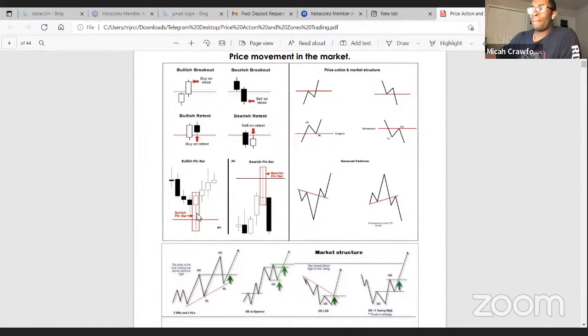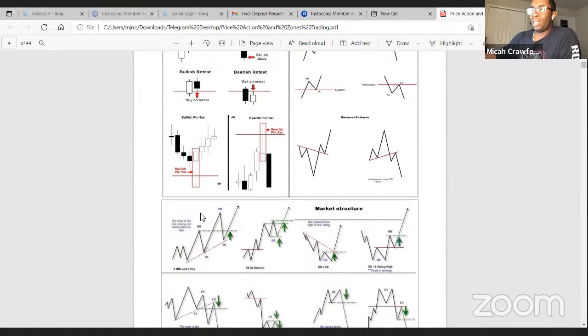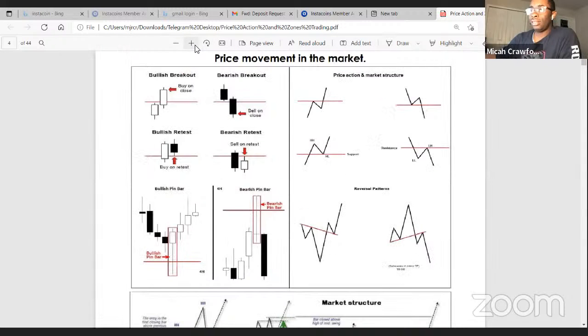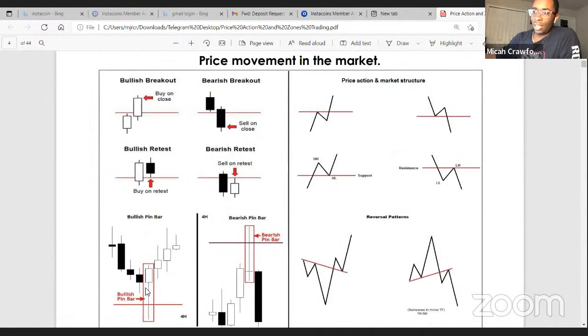All right. So I know, Ms. Nikki, you was talking about different candlestick patterns. If I zoom in, here's one candlestick pattern right there. Bullish pin bars, bearish pin bars.